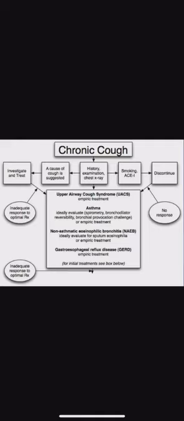If the cause of the chronic cough is upper airway cough syndrome, we start empirical treatment. If the cause is asthma, we investigate the patient with spirometry and reversibility test. If the cause is understood to be GERD, we start empirical treatment by giving a proton pump inhibitor, and so on.